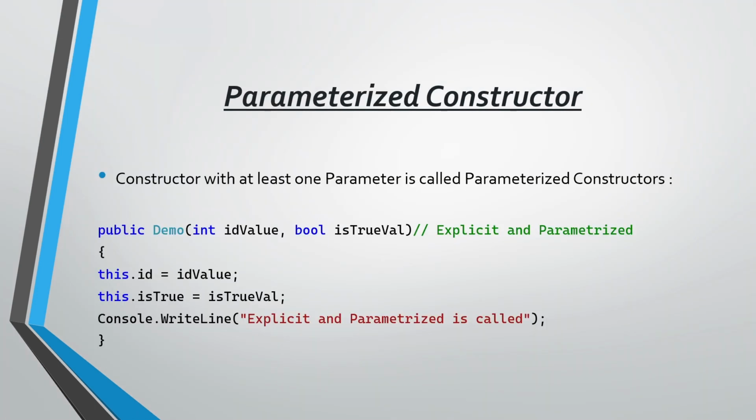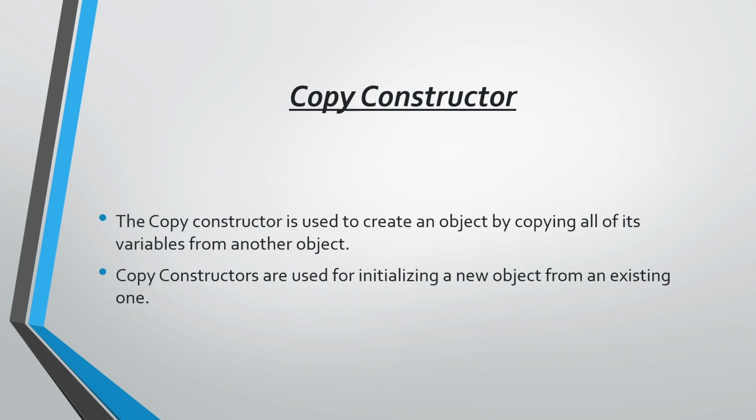The second is parameterized constructor. A constructor with at least one parameter is called a parameterized constructor. So while creating the object, if you are passing some value, here you can see the constructor is defined with the parameter. ID value is the value inside this demo. So it is called a parameterized constructor. We will see the demo of all these constructors in a bit after going through the theory.